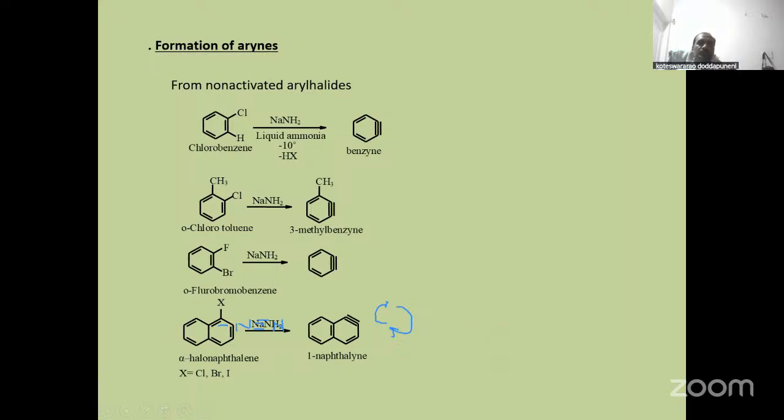This is chlorobenzene. The chlorobenzene is treated with sodamide in liquid ammonia at minus 10 degrees centigrade. It undergoes elimination of hydrogen halide, which leaves from the molecule and leads to the formation of benzyne. And ortho-chlorotoluene, when treated with sodamide, leads to the formation of 3-methylbenzyne along with the elimination of HCl.